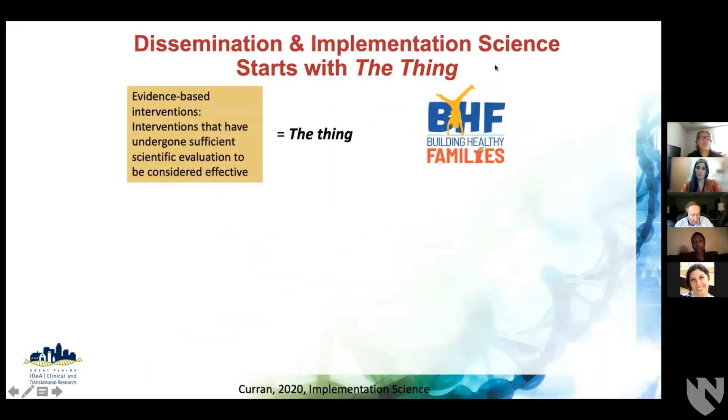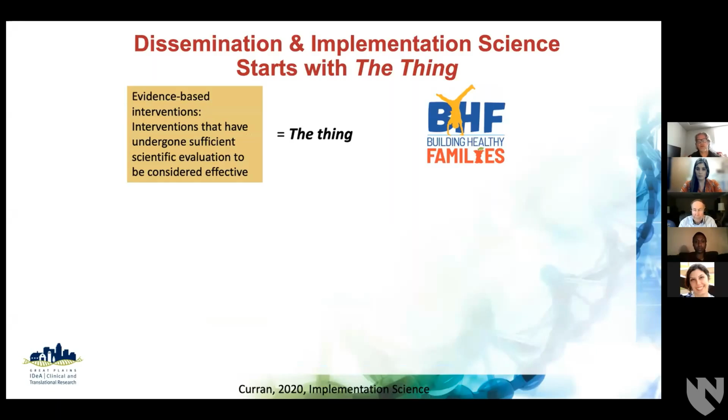Okay, so I really like, Jeff Curran did a talk a couple of years ago now, I guess, and then he must have published a paper on it after he did that, but he tried to bring dissemination implementation science down into more lay language, like what exactly is it? And so he said, well, what dissemination and implementation science is about is, sorry, got distracted there. So what it is about is this thing, and the thing is your evidence-based intervention, right?